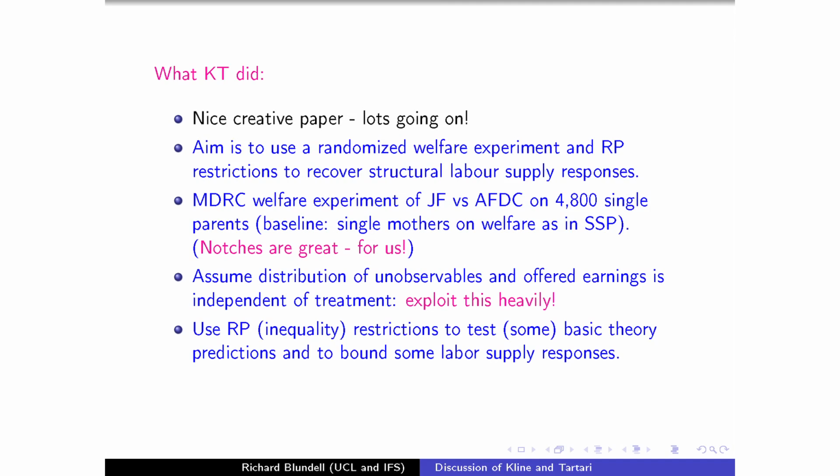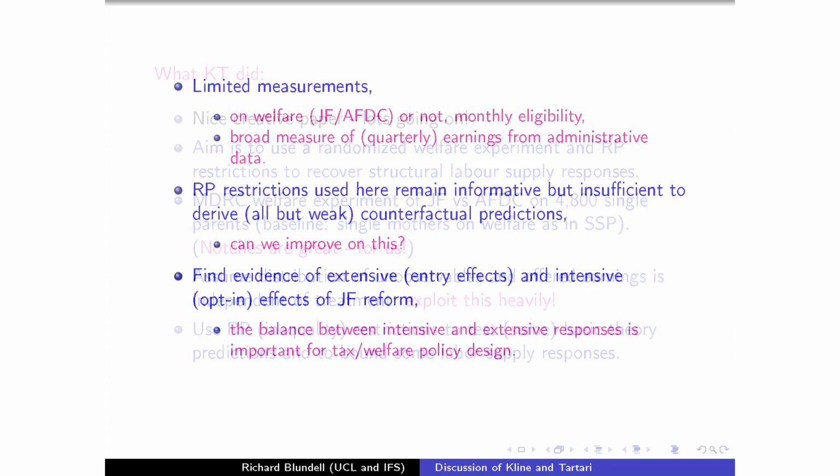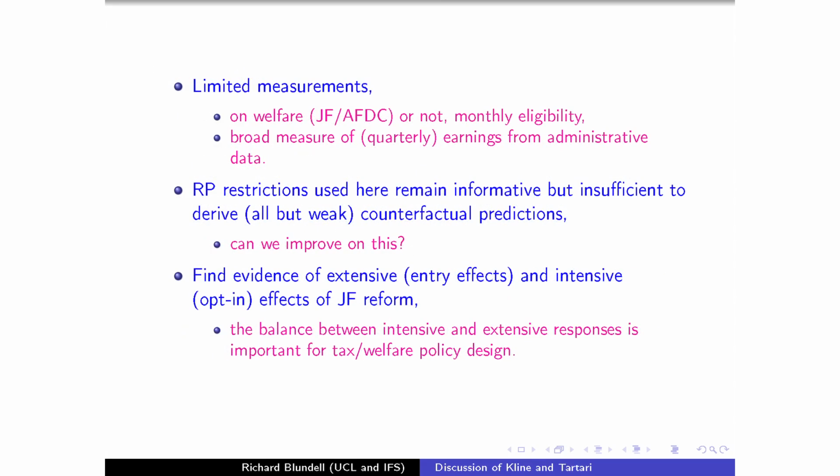And you're going to exploit the independence, of course, that comes from randomization a lot, and use the RP inequalities to test. Amazingly, even with this, you have some testable restrictions. I mean, typically what happens is you have a set of testable restrictions and that allows you to bound some predictions. And we'll come back to that. There are very limited measurements.